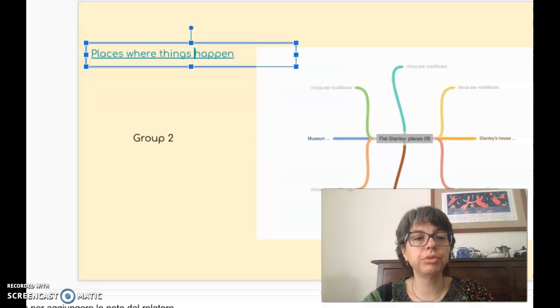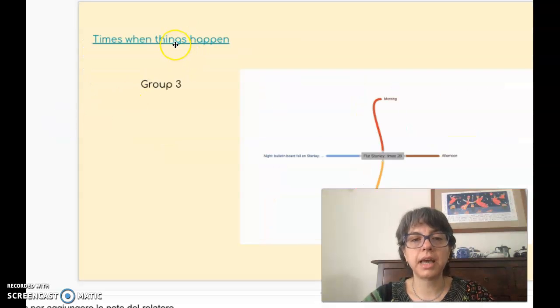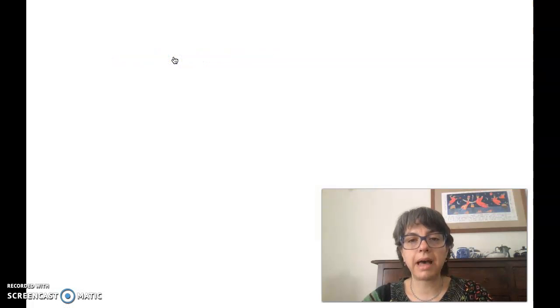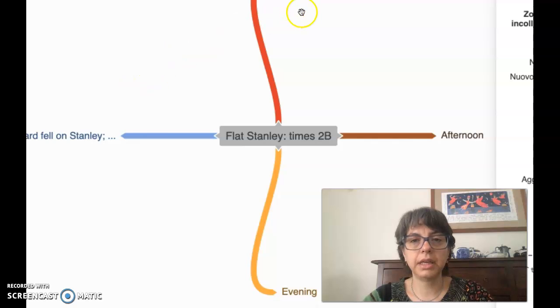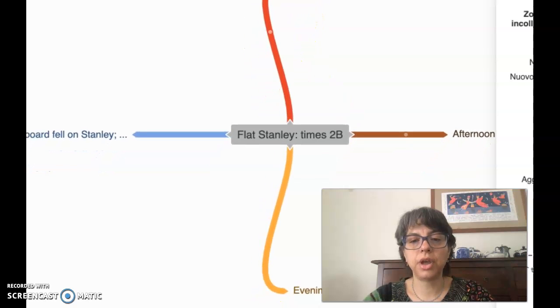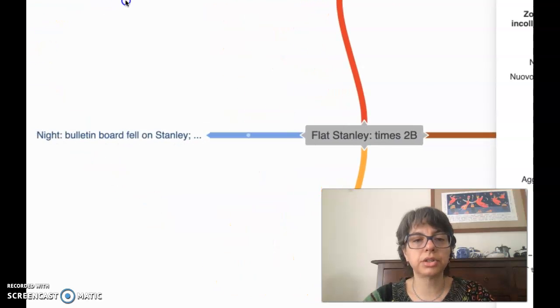Then we have group number 3, times when things happen, another Google map, and here you have morning, afternoon, then you have evening down here, and then you have night. For example, at night, a bulletin board fell on Stanley. That's the reason why it became flat, okay?